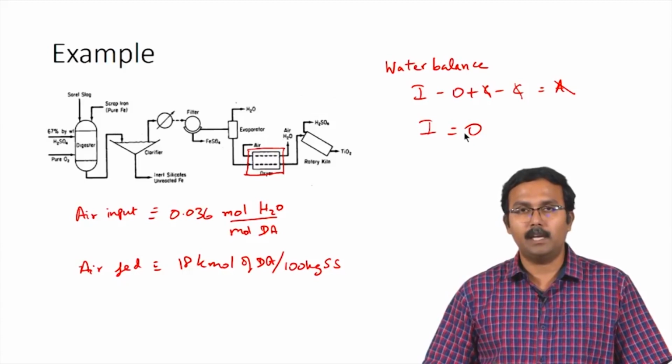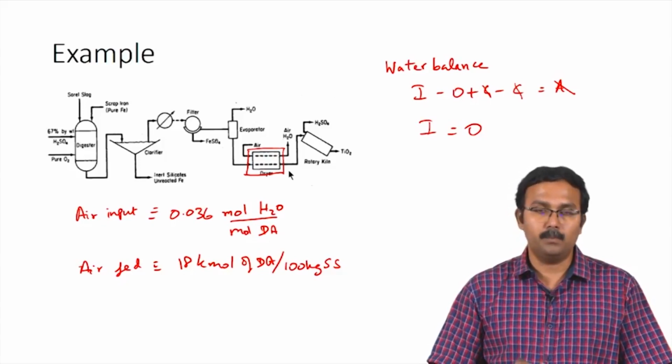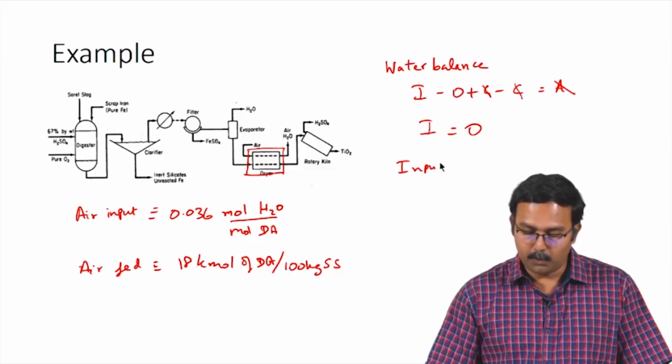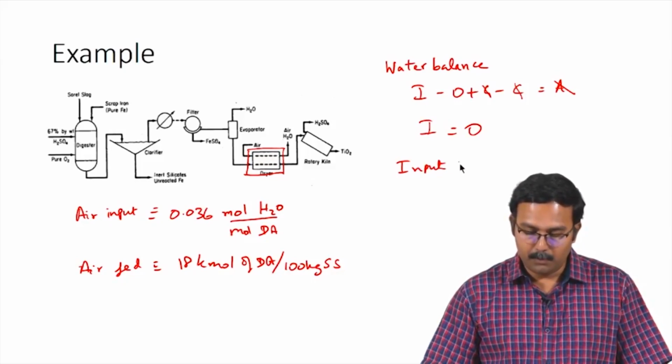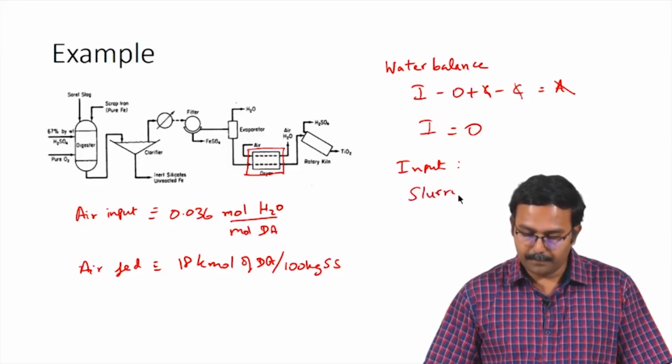So, now we need to calculate the amount of water which is leaving in the form of water of hydration and the amount of water which is entering through these two streams. So, let us first calculate the input water streams. Input for water in the form of slurry, how much water is being fed?